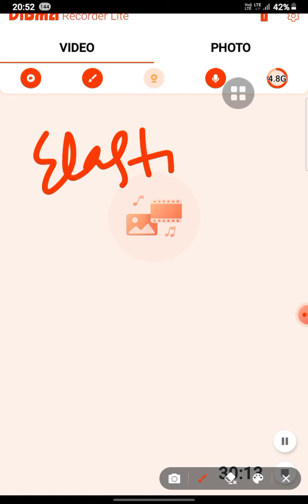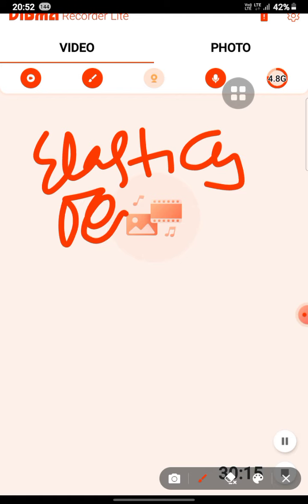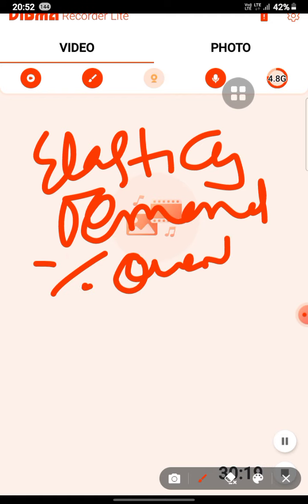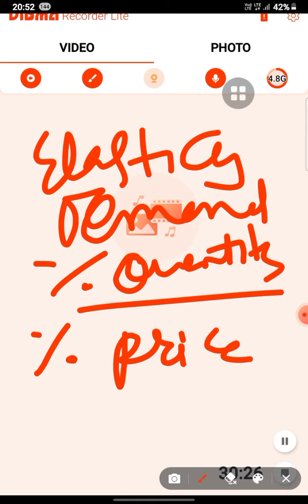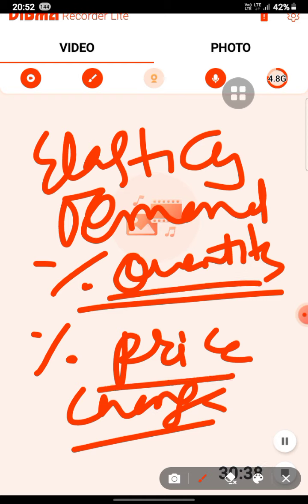Elasticity of demand is what? It is the percentage change in quantity divided by the percentage change in the price. This is called the elasticity of demand. The price elasticity of demand measures how much quantity demanded responds to a change in the price. The price elasticity of demand is always negative, as price and quantity move in opposite directions.